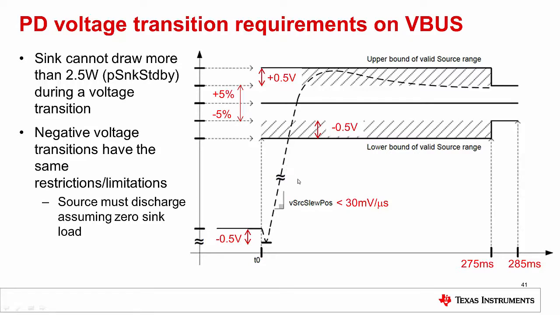The slew rate during the transition cannot be faster than 30 millivolts per microsecond. And the overshoot is not allowed to be more than 0.5 volts above the maximum tolerance range. It could have overshoot and then come back undershoot depending on the regulation. But again, it's 0.5 volts on the overshoot and on the undershoot. After 275 milliseconds, the tolerance on the final voltage is a little bit tighter. It's plus or minus 5%. So you can't have the 0.5 volt over and undershoots anymore after that.